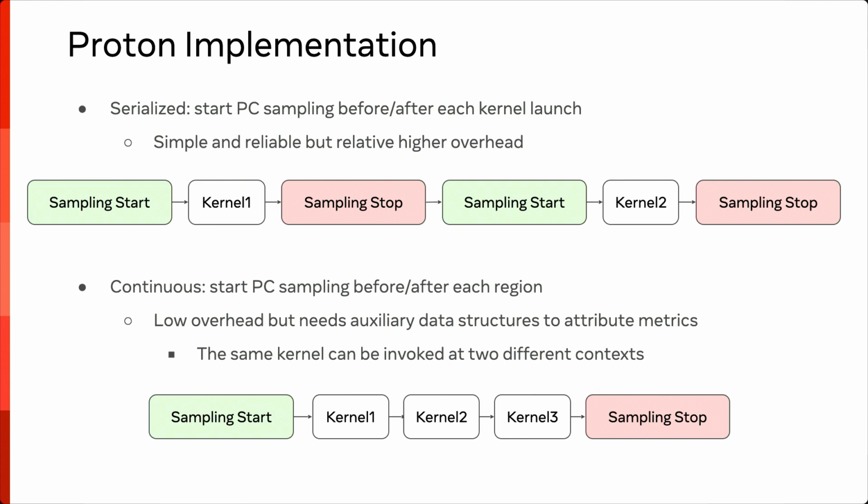Another fancier functionality we have developed but not enabled is continuous PC sampling. It allows you to start instruction sampling before and after each region without stopping the GPU kernels being launched and run. That means it's going to profile asynchronously until the point you call PC sampling stop. It achieves lower overhead and also allows kernels running concurrently on 2 different streams on the GPU. But it does need an auxiliary data structure or algorithm to attribute metrics, because the same kernel can be invoked in 2 different contexts.